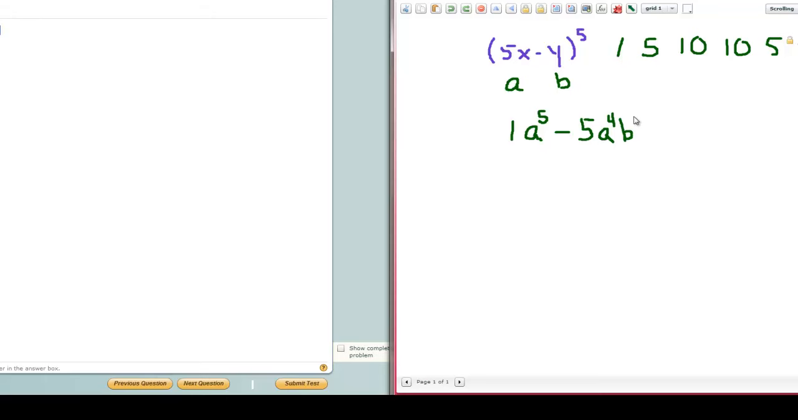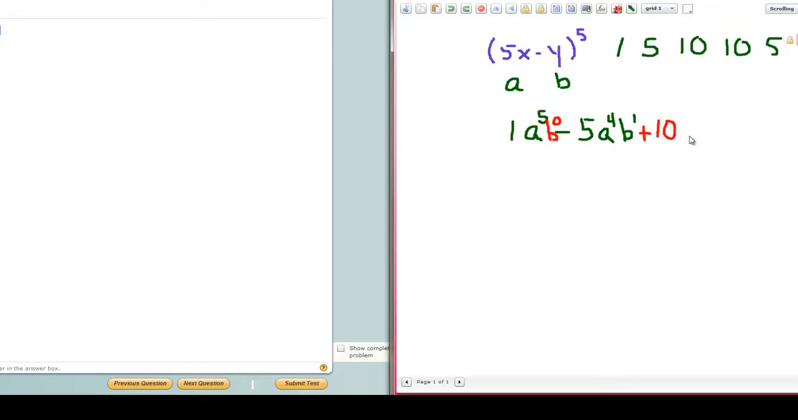Now technically, the B is in the first one, and I will use a different color here. Technically the B is here, but it's a 0. And the thing is, anything to the 0 power is 1. So I'll leave it there as a placeholder, but the B is technically there, but it's a 0 power. And so what's going to happen here is the A is going to count down 5, 4, 3, 2, 1, 0, and the B is going to count up 0, 1, 2, 3, 4, 5. And so we're going to keep going with that pattern. So now since it's minus again, this next one's going to be plus. We have the 10 here.